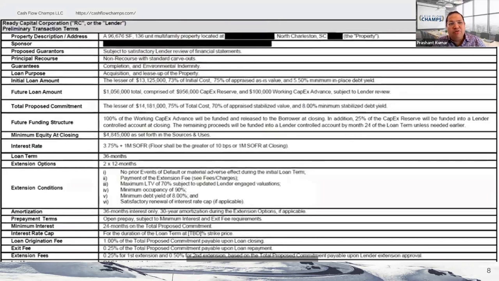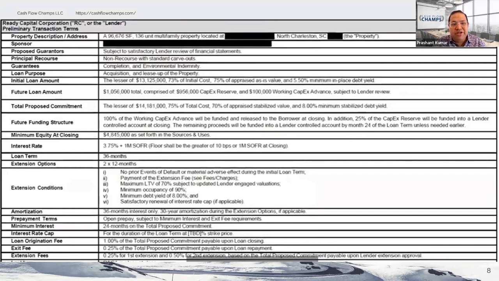You can sum it up, how much should be the interest rate. They give you the loan terms, 36 months, and 2 extension options. And extensions are not free. I mean, extensions need some deposit, and there are some extension conditions: no prior payments of default or material adverse effect during the initial loan term, and payment of the extension fees.